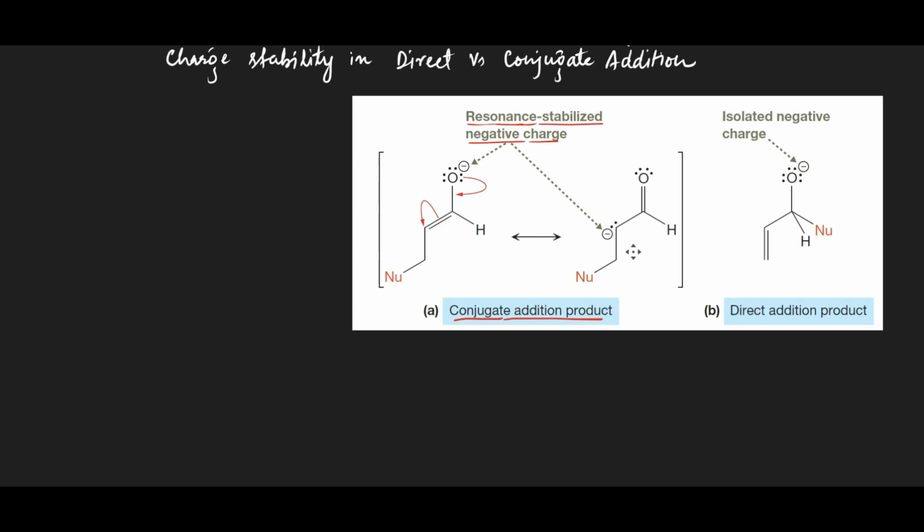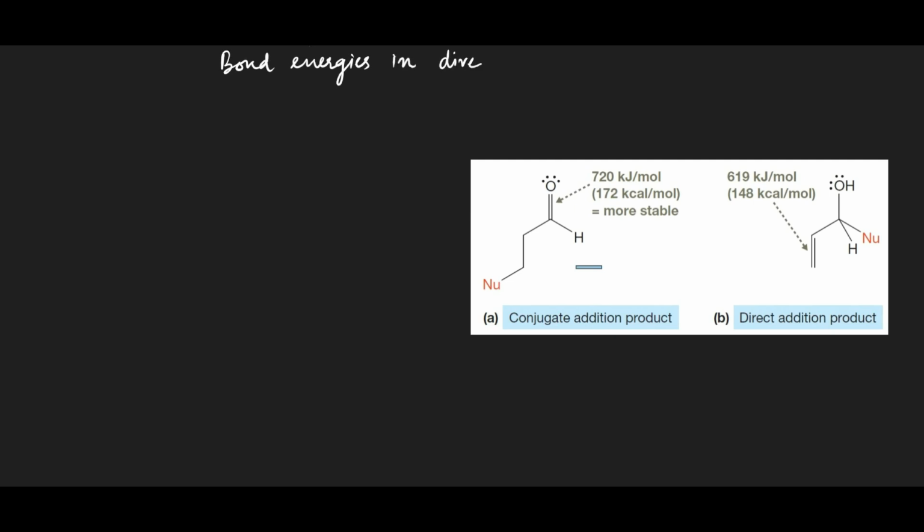On the other hand, the direct addition product, shown here, possesses an isolated negative charge, and is therefore less stable. Second reason is bond energy. The overall uncharged product of conjugate addition has greater total bond energy than the one produced from direct addition.